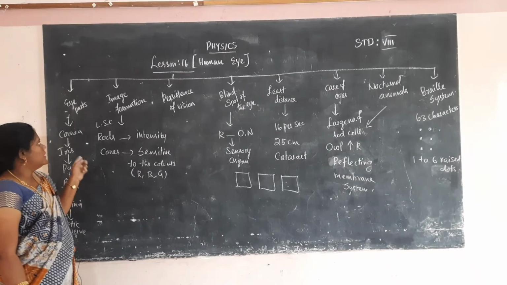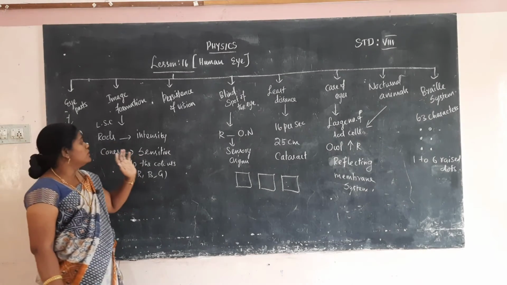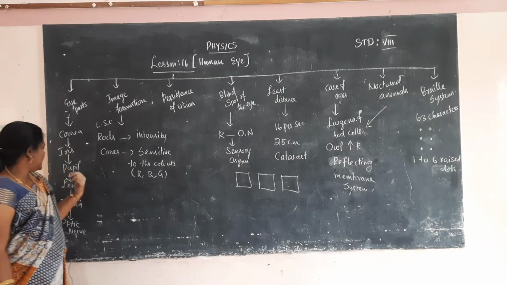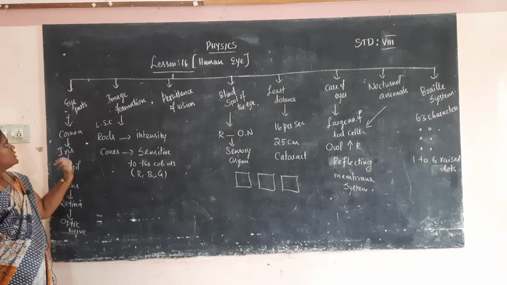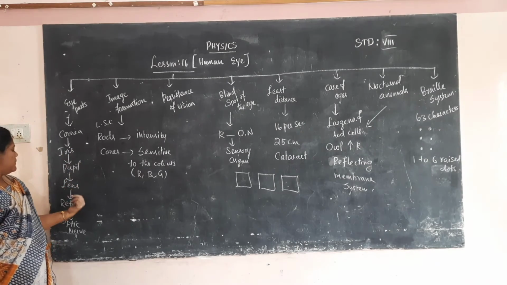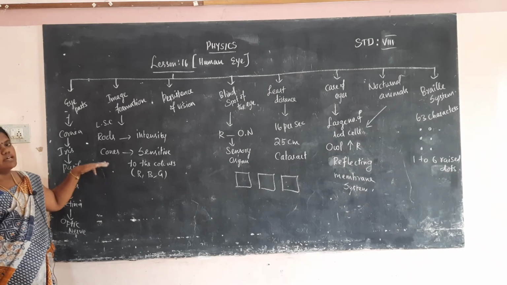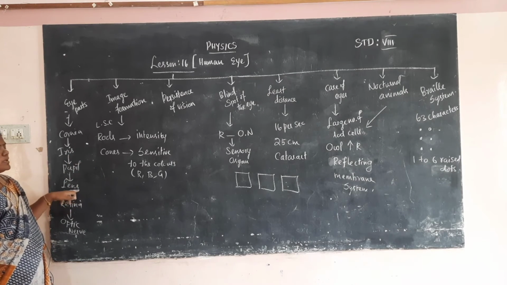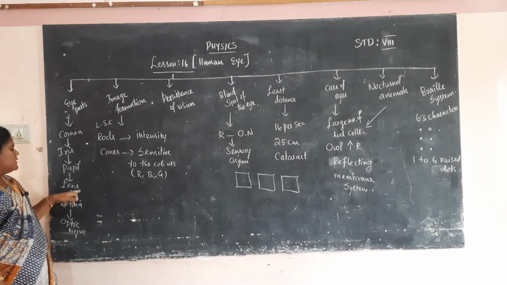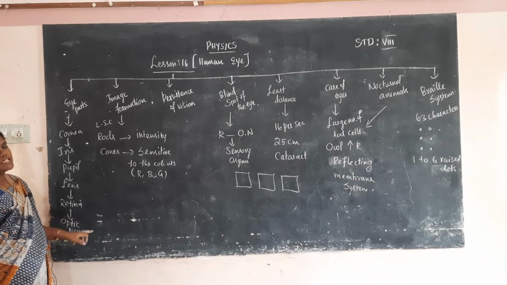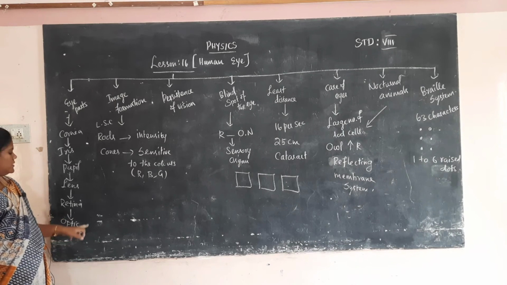Okay, then how is the image formed by the lens on the retina? The light enters through the cornea, the lens focuses the light, and then the light forms the image on the retina. That image is passed on to the brain by the optic nerve.